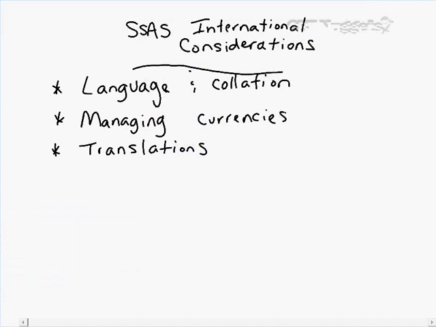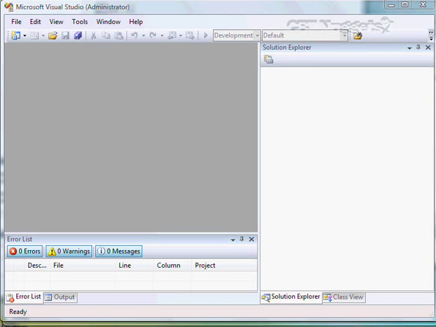In addition to managing our language and collation, we can manage our different currencies. Sometimes you'll want to display monetary information in various currencies. For example, if we want to show the internet sales or the reseller sales not only in US dollars, but also, let's say, in euros and Great Britain pounds, then we can do that.